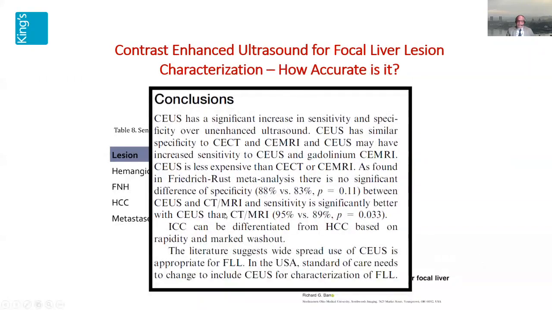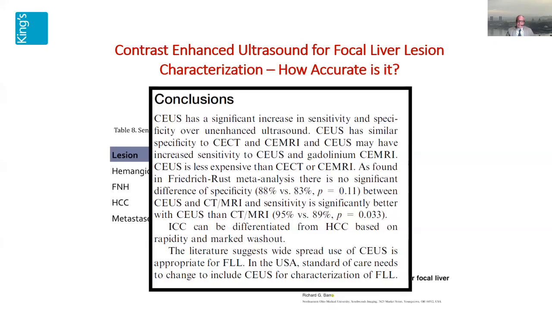So the conclusion in this paper, based on all the literature, was that the widespread use of contrast-enhanced ultrasound is appropriate for focal liver lesions. And this, remember, is a United States-based paper. Standard of care needs to change to include contrast-enhanced ultrasound for characterization of focal liver lesions. They have achieved this in the United States, not only for getting licensing for the contrast agent for evaluation of focal liver lesions, but as is important in the United States, they are also now being reimbursed for the assessment of focal liver lesions using contrast-enhanced ultrasound.